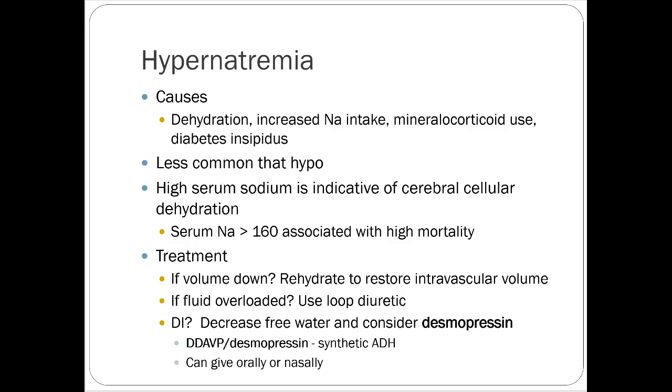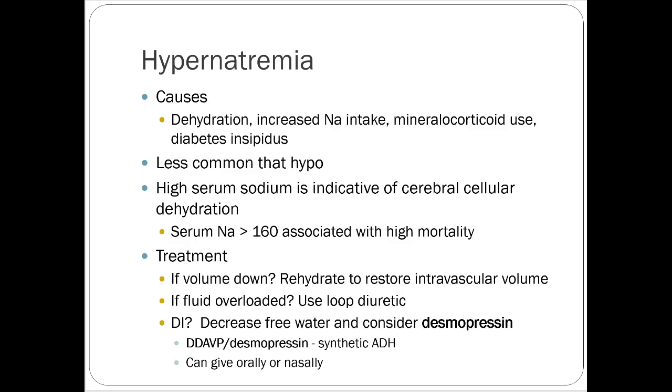Okay, hypernatremia. Again, I said this was quite rare. It's usually mostly caused by severe dehydration, rarely by increased sodium intake. Generally speaking, our kidneys can tolerate a lot of sodium and we can excrete whatever we don't need. But if somebody's kidneys are failing, you might see that as well, so somebody with advanced CKD. Mineralocorticoid use can cause this, and diabetes insipidus can cause this as well. It's less common. Again, I don't think I've ever seen a clinically significant hypernatremic patient. It's just really odd. High sodium is indicative of cerebral cellular dehydration, so you can also have problems with the central nervous system. That's probably going to be your major causes.